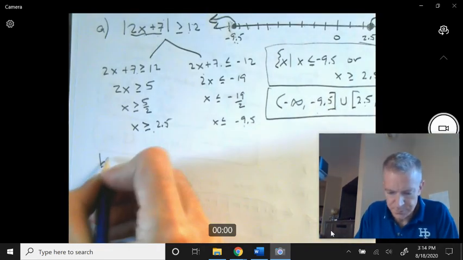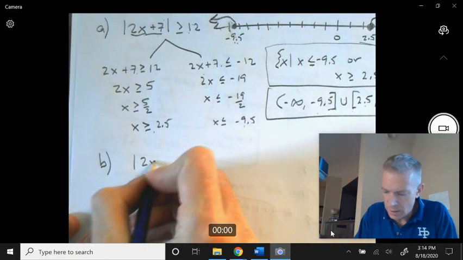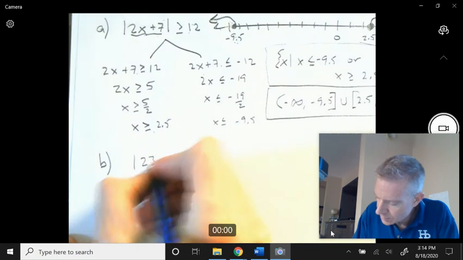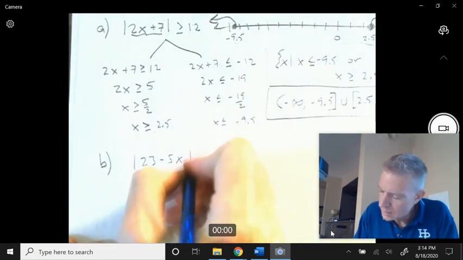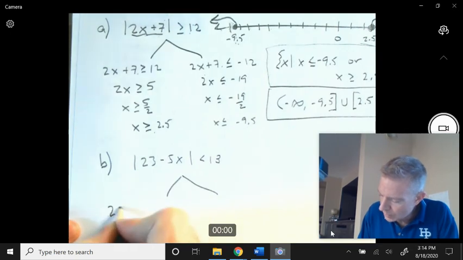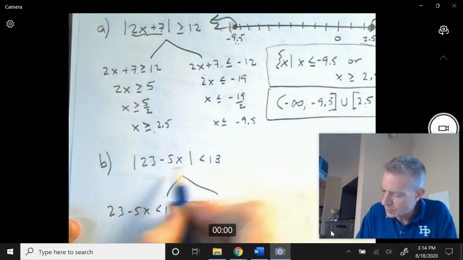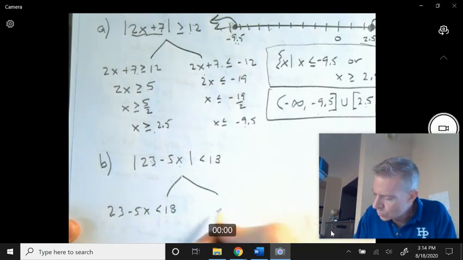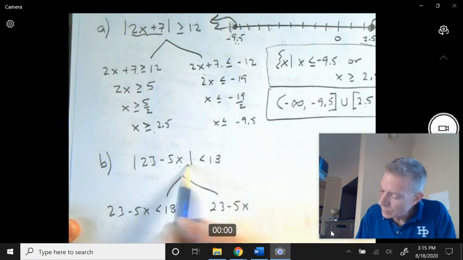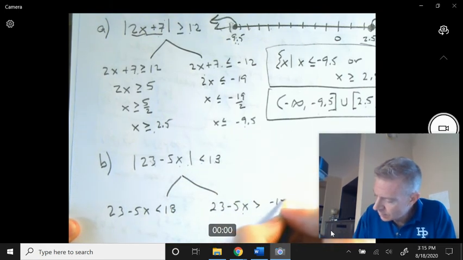So B. Absolute value of 23 minus 5x is less than 18. So we'll split this up into 2. 23 minus 5x is less than 18. Notice we just got rid of the absolute value, left everything alone. 23 minus 5x. And when we take off the absolute value for this one, we have to flip the sign and change this to a negative.